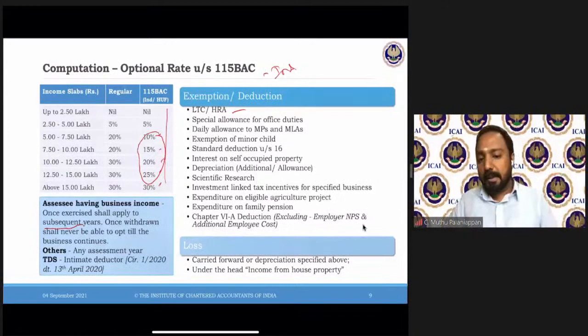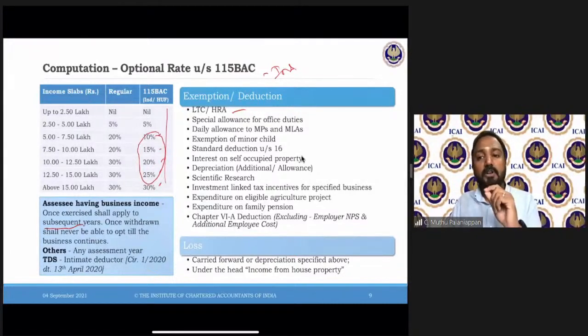So any deductions to your MPs and MLAs is also not allowed as an expenditure. So that is what is discussed. And then we have to discuss depreciation. So before depreciation, you have standard deduction. Standard deduction under section 16 is also not allowed. So the 50,000 is also not allowed. So that's what is there.